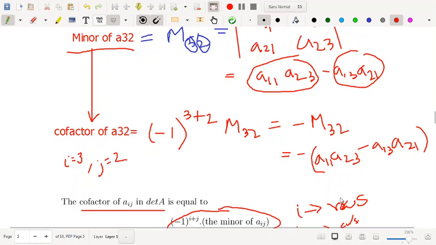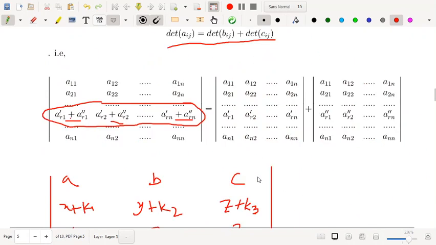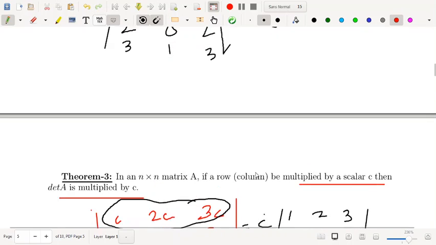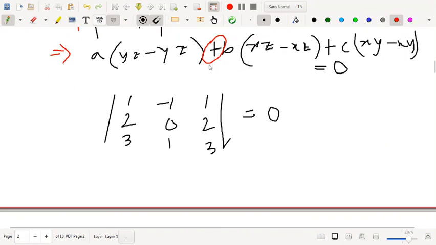Clear? Okay, so this is how you are calculating the cofactor. Cofactor means there will be a negative sign. That is why, in the expansion of the determinant, if you consider the cofactor, this will be a minus, but I am considering the minor. So if you consider the cofactors, in that case it will be a negative sign.